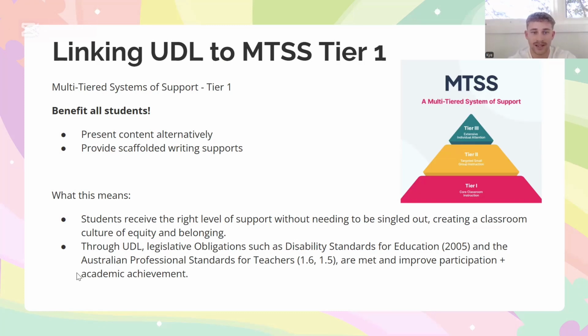What this means is students receive the right level of support without needing to be singled out, creating a classroom culture of equity and belonging, and for schools striving to meet legislative obligations under the Disability Standards for Education and the Australian Professional Teaching Standards. UDL at Tier 1 represents an evidence-informed, rights-based approach that promotes both participation and improved academic achievement.